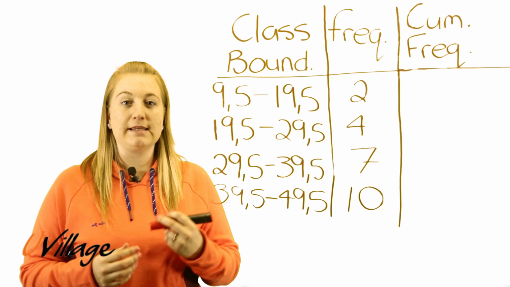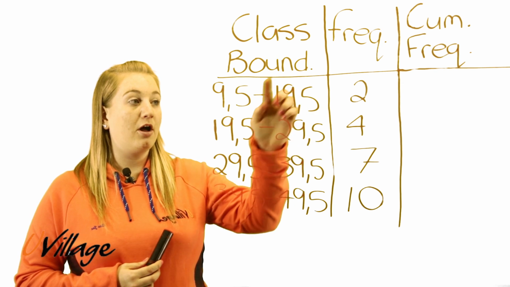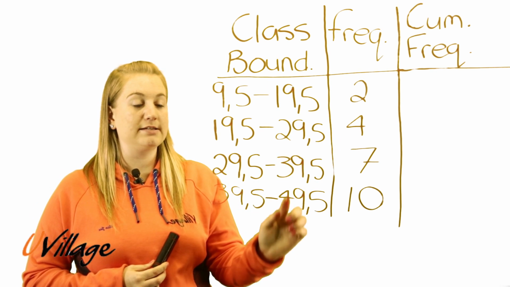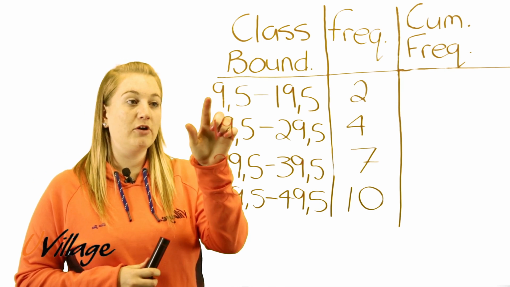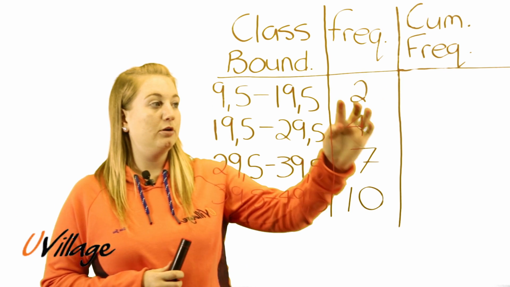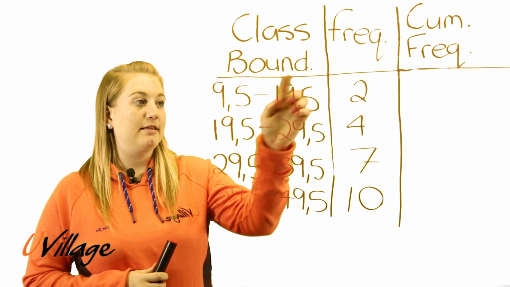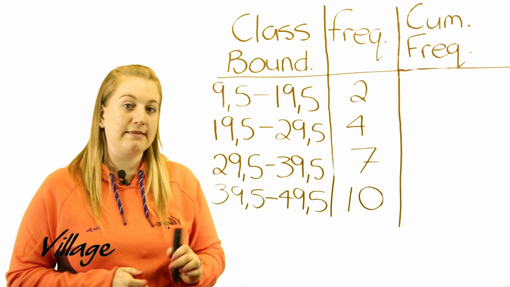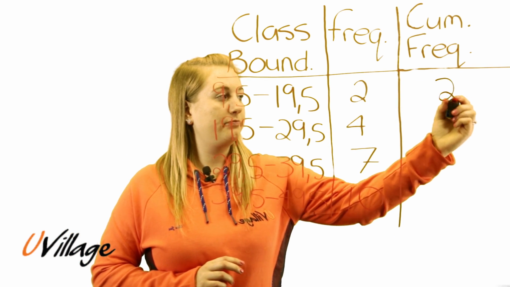Cumulative frequency is the number of values in your dataset that is less than or equal to the upper class boundaries of your class intervals. For example, the cumulative frequency for your first class would be 2. Because it's your first class and there are 2 values that lie in this class, then the number of values in your dataset that is less than or equal to 19.5 would be 2.